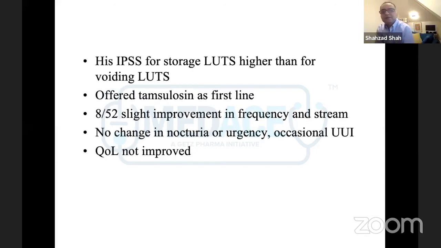His IPSS score for storage LUTS was higher than for voiding LUTS, and despite this he was offered tamsulosin as a first line. These are all true case reports. He was reviewed at 8 weeks when he noticed a slight improvement in his frequency and stream. However, there was no change in nocturia or urgency. He had the occasional urgency incontinence. However, his quality of life had not improved.